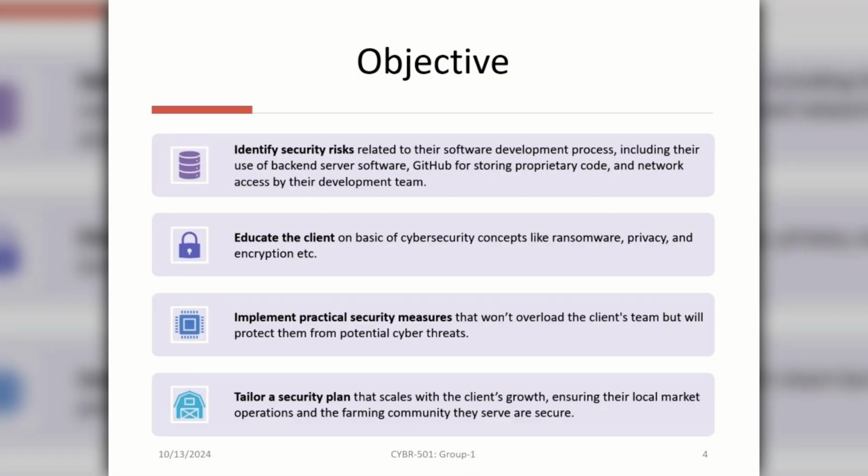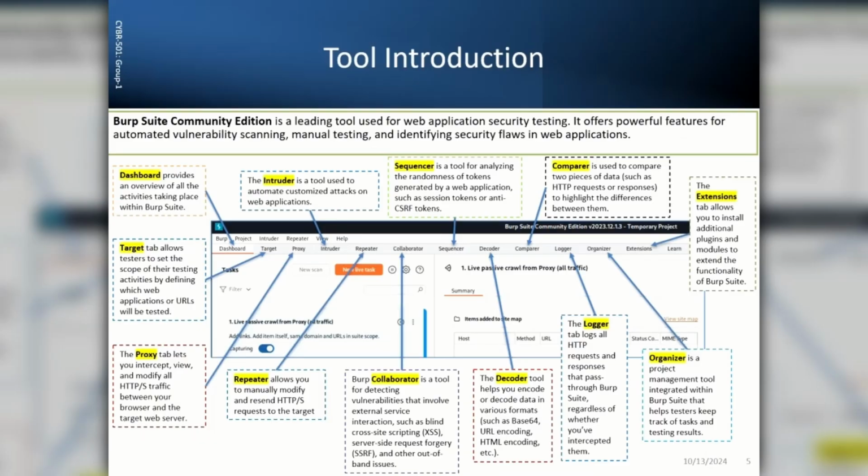Now, the objective is to focus on helping a small to medium sized software development company like our client to secure their business by identifying security risks, educating the client, implementing practical security measures, and tailoring a security plan that scales with the client's growth. Burp Community Edition is a leading tool used for web application security testing. It offers powerful features for automated vulnerability scanning, manual testing, and identifying security flaws in web applications.